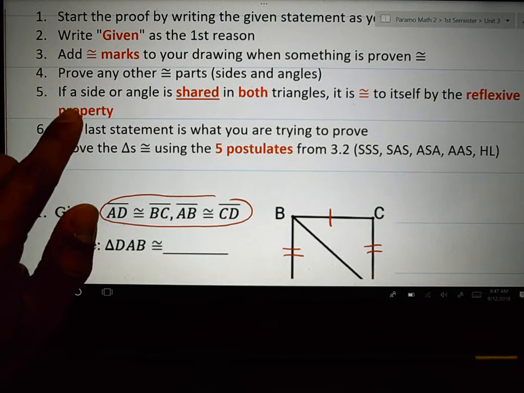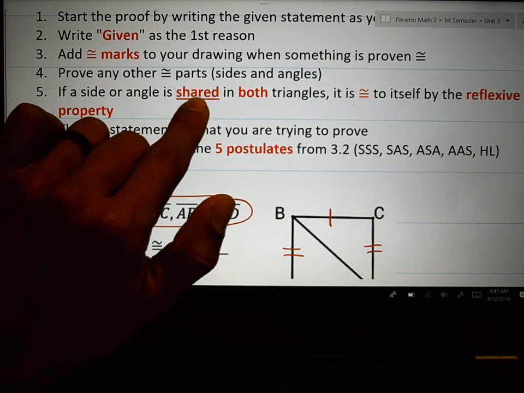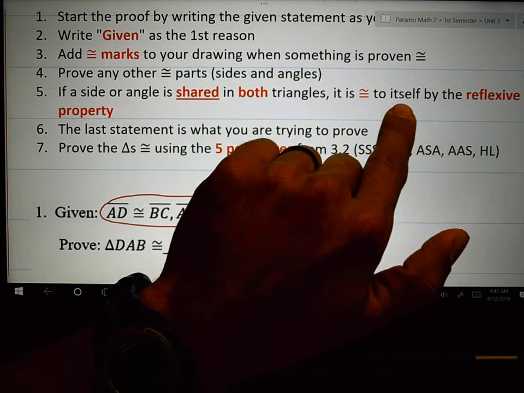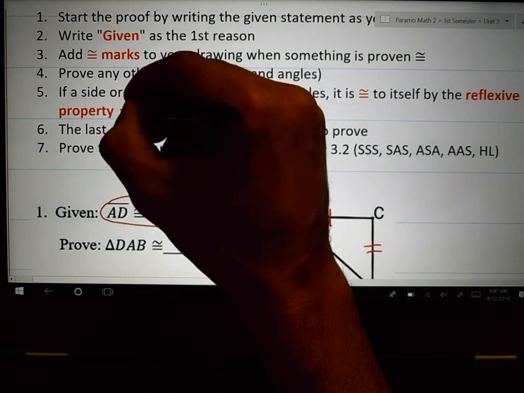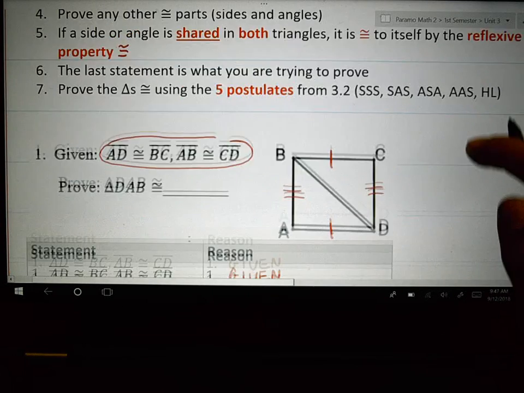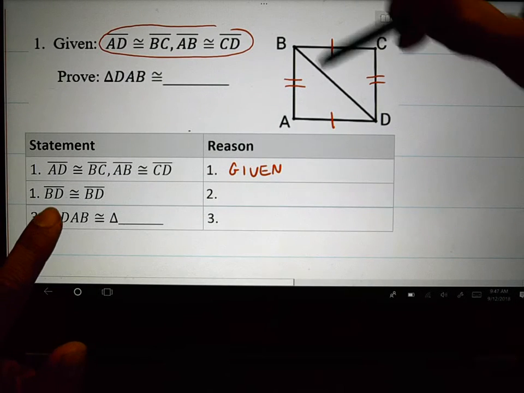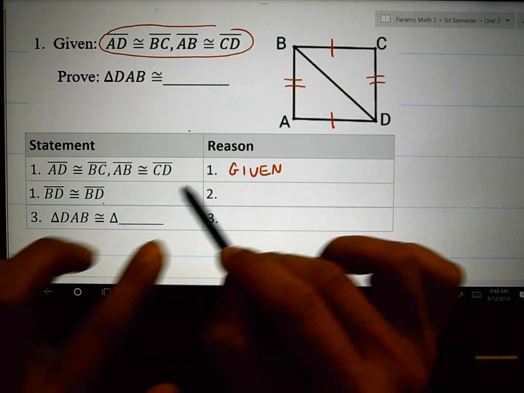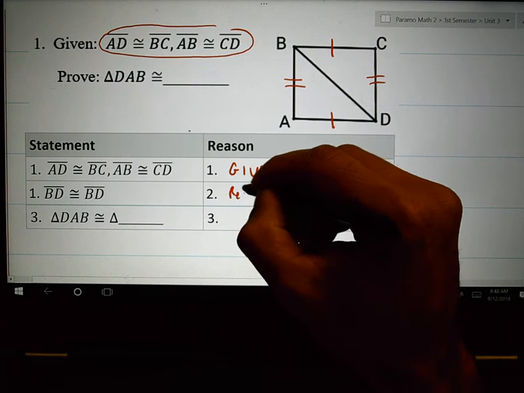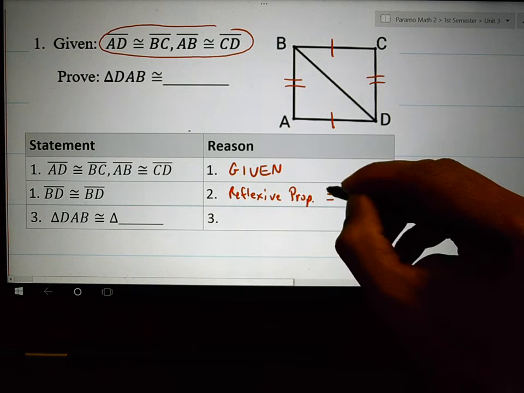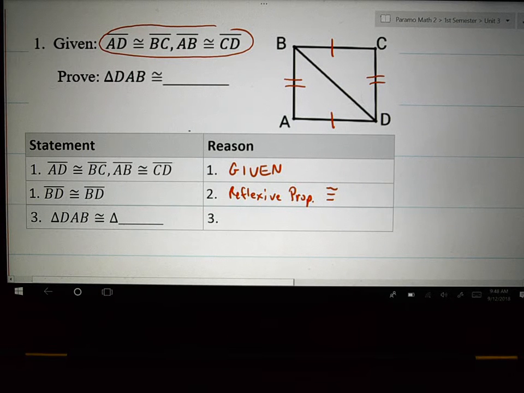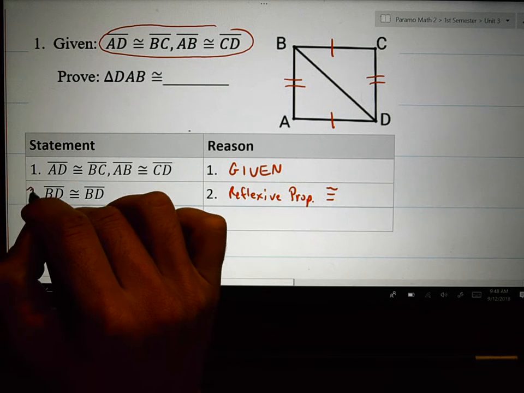Number 5 says this. If a side or an angle is shared in both triangles, it is congruent to itself. How come? Because of the reflexive property. And if we're going to get fancy, it's of congruence. This is congruent to itself. What's my reason? The reflexive property, I'm going to abbreviate, of congruence. When something is shared, when something is the same thing as itself, we're going to put reflexive. And I need to fix this. This is a 2.